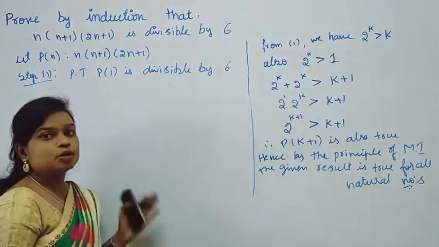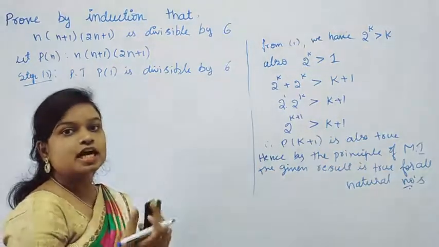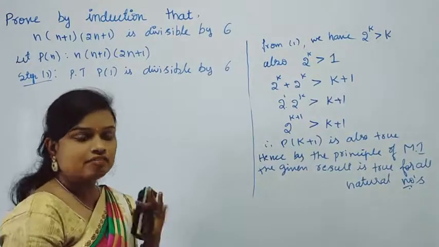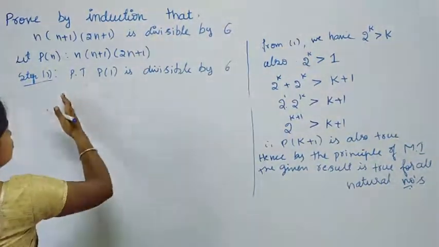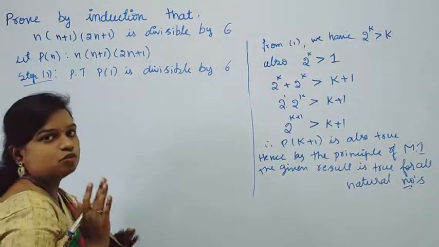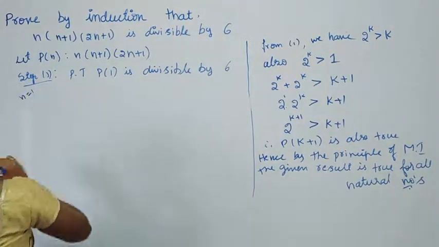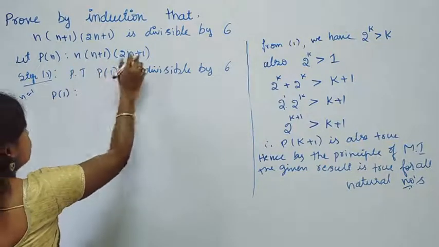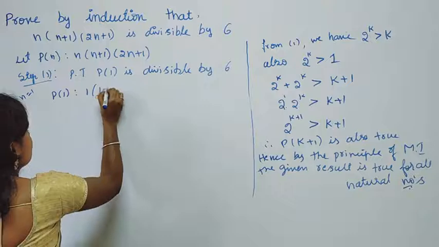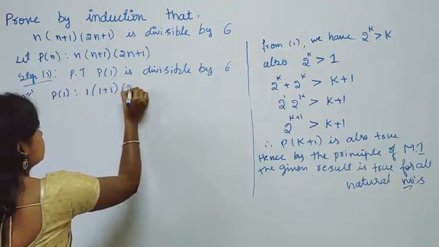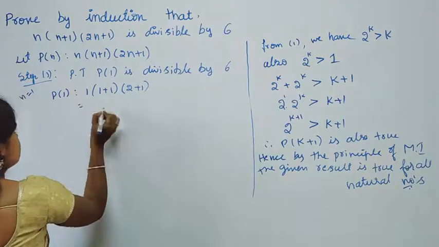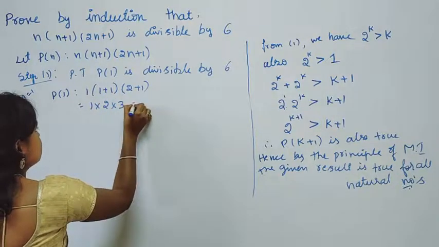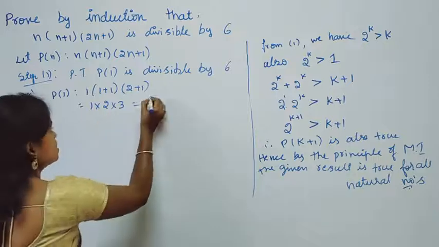So now prove this. When n is equal to 1, the given statement or the given result is divisible by 6, we have to prove that. Okay. So P of 1 is divisible by 6. We have to show that. So when n is equal to 1, this becomes P of 1. So put n is equal to 1. So 1 plus 1, 2 into 1, that is 2 plus 1. So which is nothing but 1 into 1 plus 1 is 2 into 2 plus 1 is 3. So 1 2s are 2, 2 3s are 6.